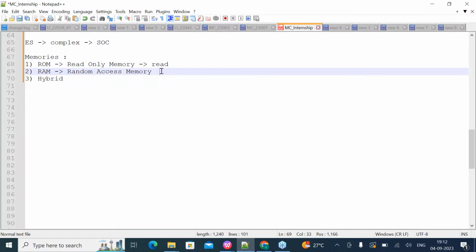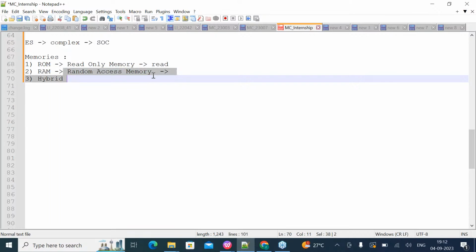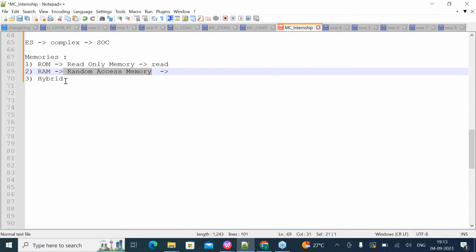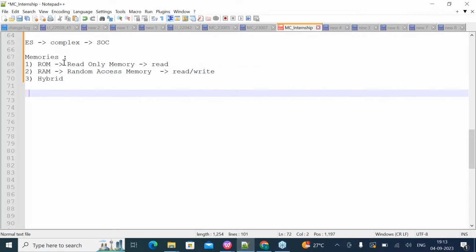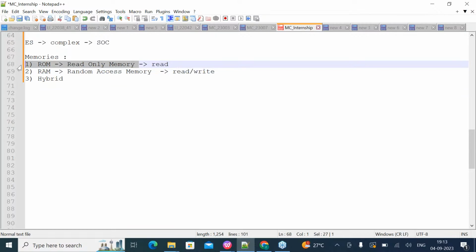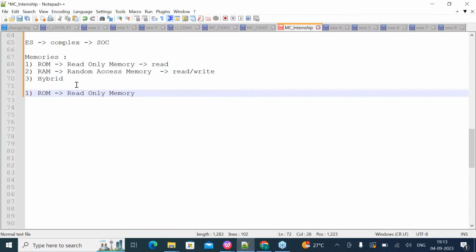Then, if I talk about the RAM memory, then random. Let's try to understand the meaning of this. Random means anywhere. Access means read, write. So from this RAM, from anywhere, I can perform both operations: I can do the read and the write operation also. And there are going to be hybrid memories, I will talk more about that. So first, let me pick the ROM memory and discuss it in detail.